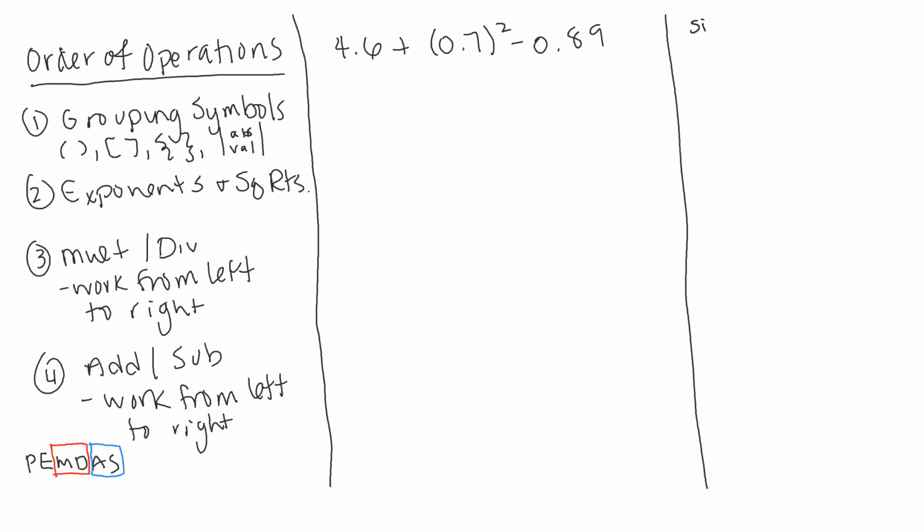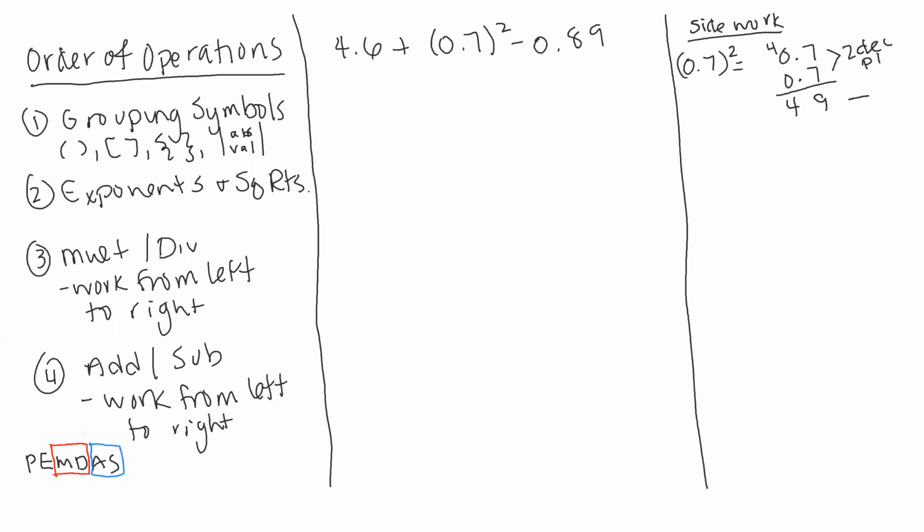So I've got my side work. And 0.7 squared is really 0.7 times itself twice, okay? So we multiply, 7 times 7 is 49. I keep a 9, I carry a 4. 7 times 0 is 0. 0 plus 4 is 4. And then we've got 2 decimal places up here.